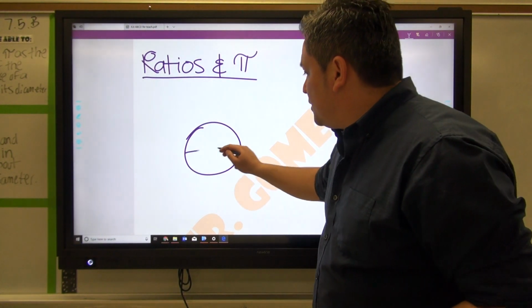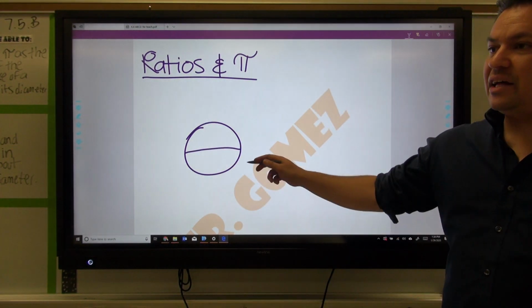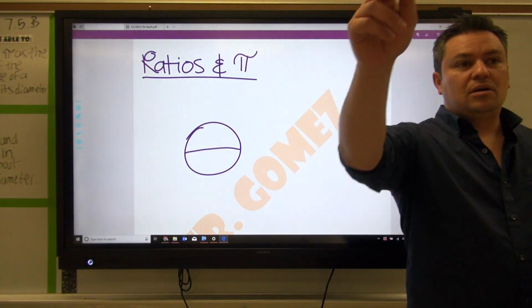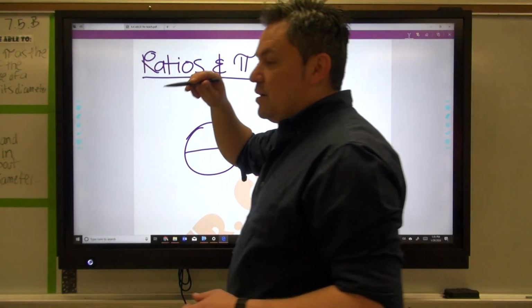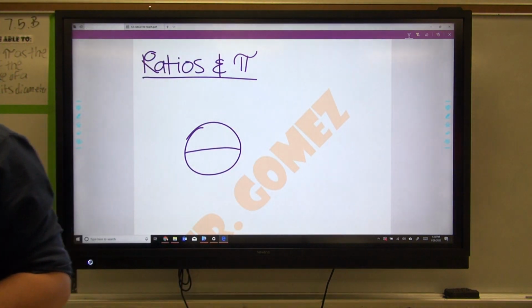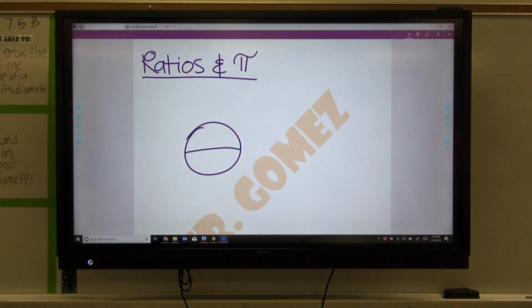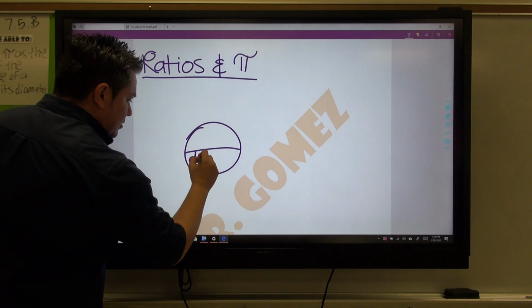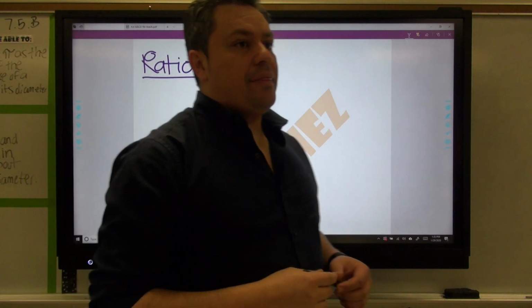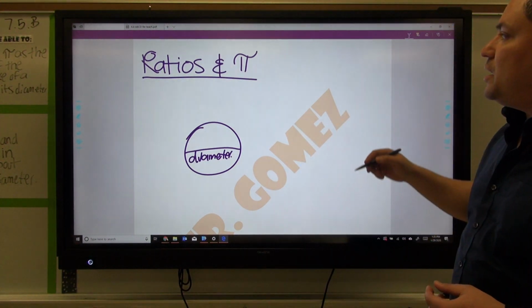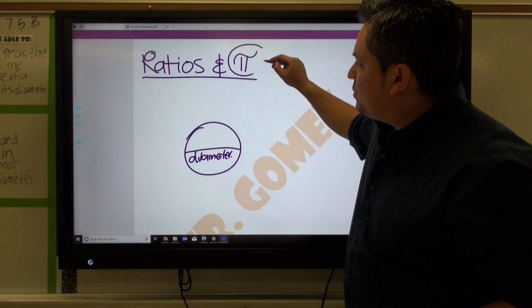Now we have a line. Does anybody remember what this line is called? Anybody? Diameter, very good. Now, the thing is that right here, we have a symbol.